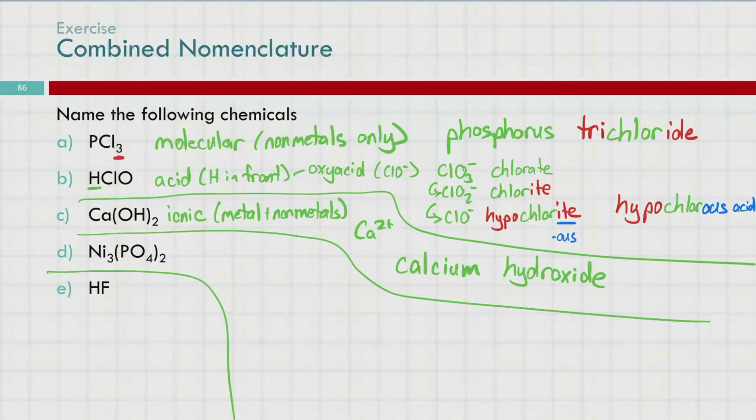And then we've got Ni3(PO4)2, which has a whole lot of stuff going on. What kind of compound is Ni3(PO4)2? It's not an acid because we don't have H in front, so it's either molecular or ionic. You can probably guess that it's ionic because we've got more than 2 things. We could also find Ni on our periodic table, nickel. Right, nickel, Ni, is one of our transition metals. So it's a metal. And so it's ionic.